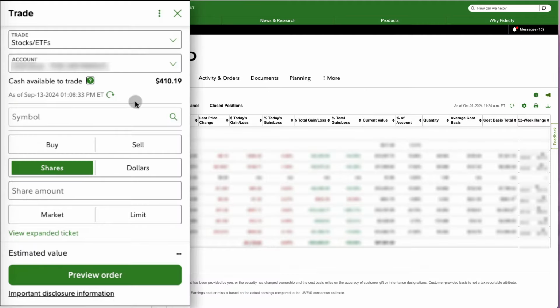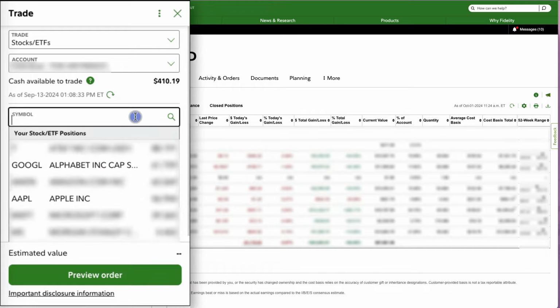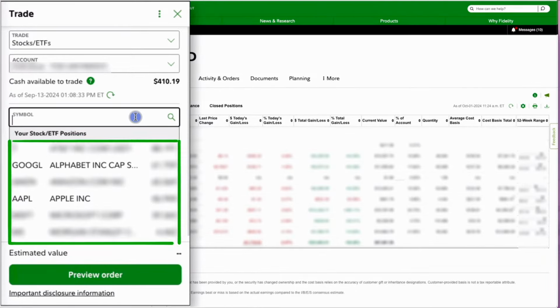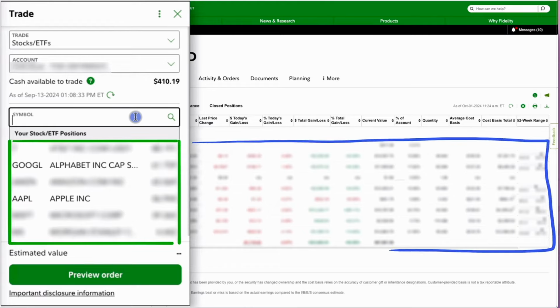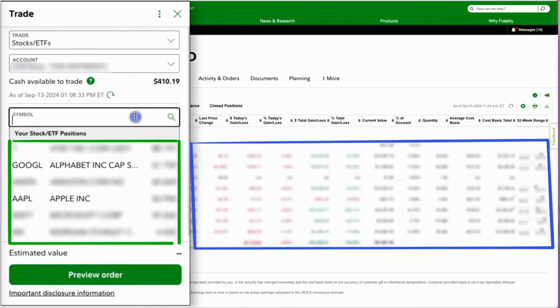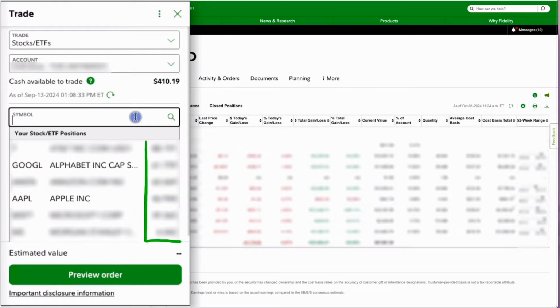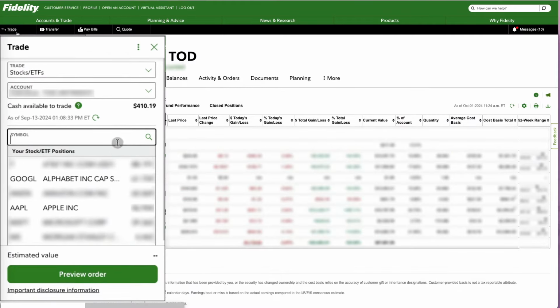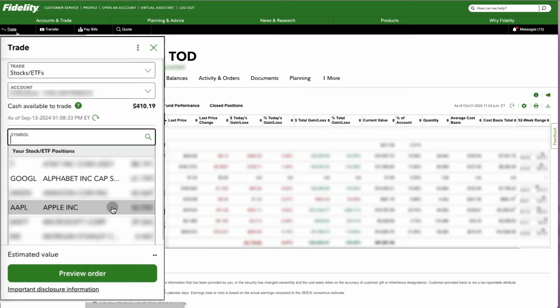When I click in the symbol box, even before specifying the security I want to trade, a list of the current stocks, ETFs, or mutual funds in my selected account appears. This allows me to quickly pick securities I previously traded in this account. On the right of each security, I can see the number of shares I currently hold, which indirectly shows the composition of my investments in this account. I can select AAPL for Apple Inc.